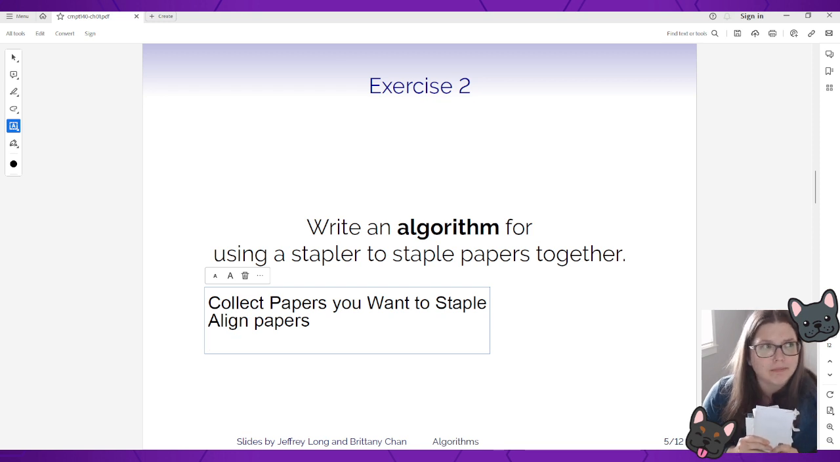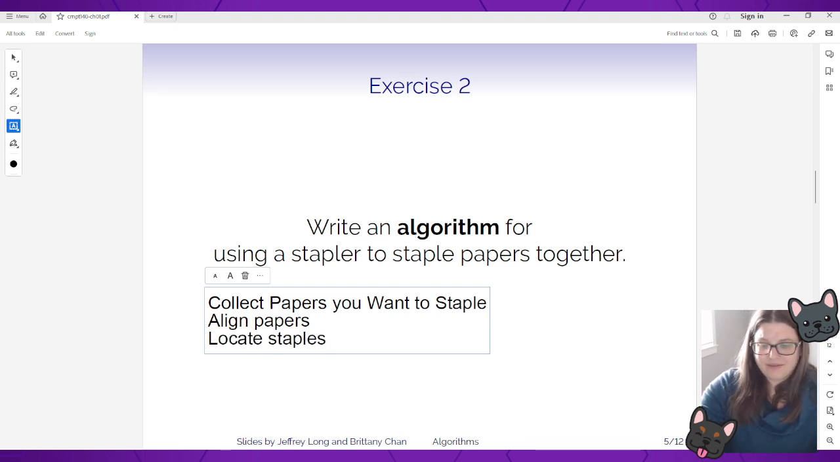Where's my stapler? Locate stapler. Okay. Okay, let's see. Maybe in another drawer, do I have a stapler? Victory is mine. I do. All right, so I got my stapler. I got my aligned papers. Now what?